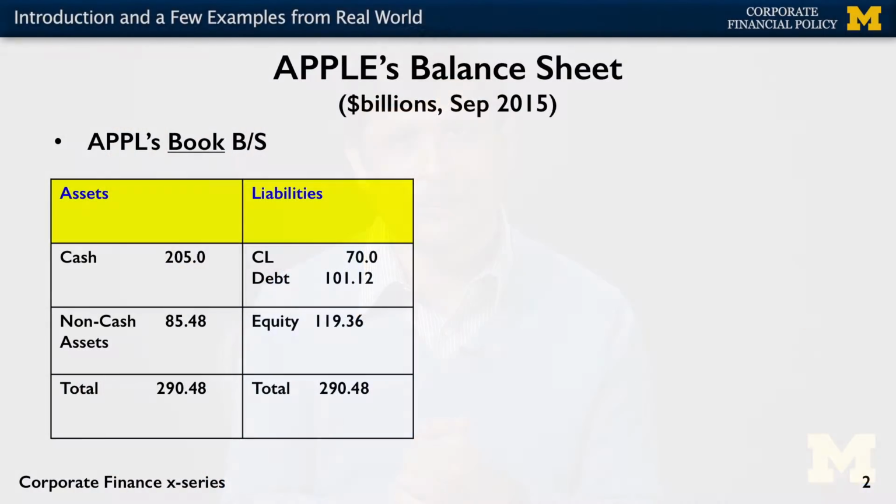All right, so let's start with an example from a company that we all know of, Apple. Let me start with Apple's balance sheet as of September 2015. When I say Apple's balance sheet, often, unless I qualify it, you think of Apple's book value balance sheet. So what do I mean by book value balance sheet?